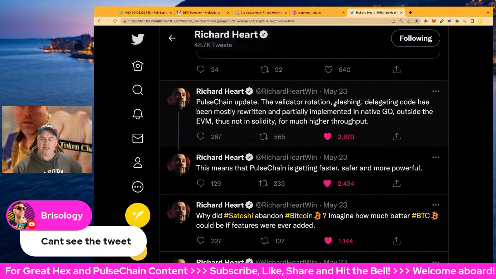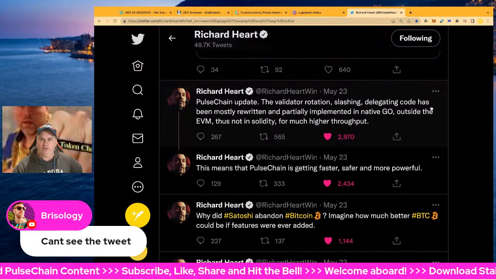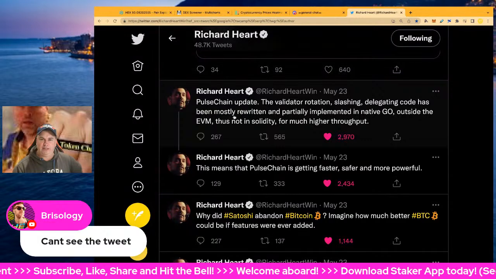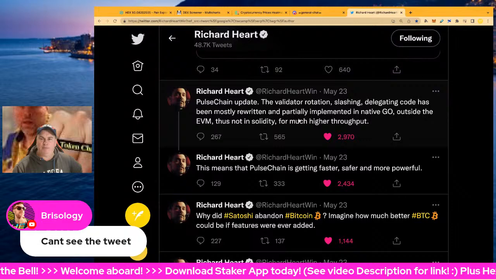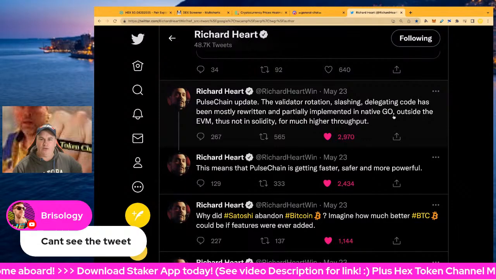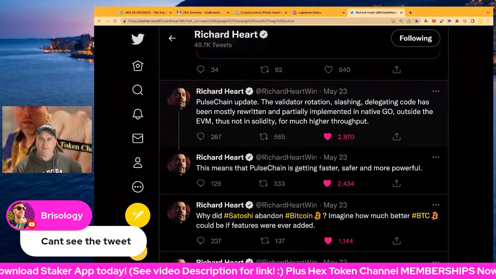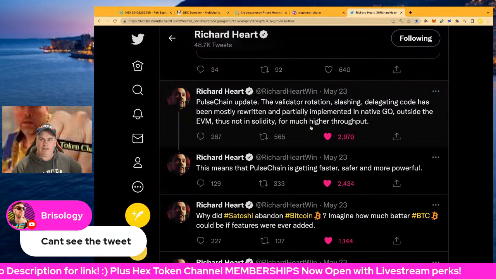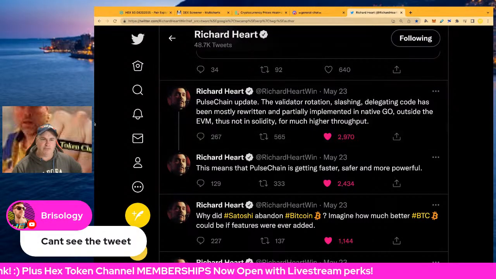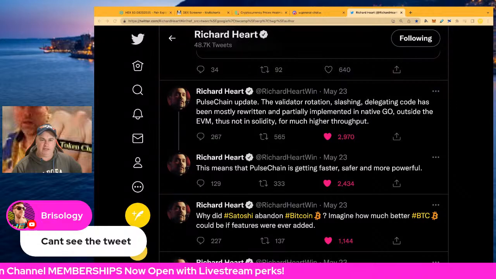The validator rotation slashing delegating code has mostly been rewritten and partially implemented in native Go. So mostly it's been rewritten, so that's a good answer there. And outside the EVM, and of course, thus not in Solidity, for much higher throughput. So that's your end goal there. Someone asked about that. That is pretty much that.